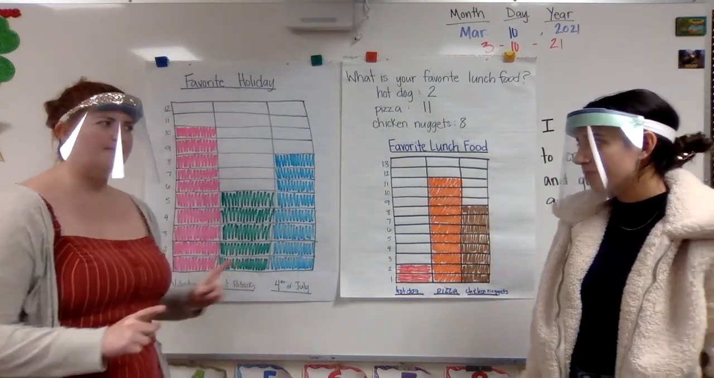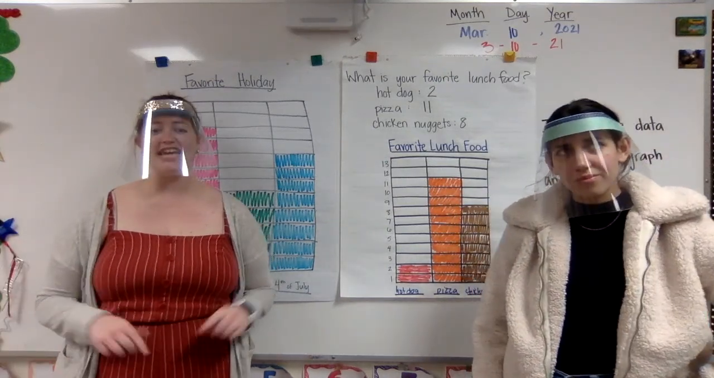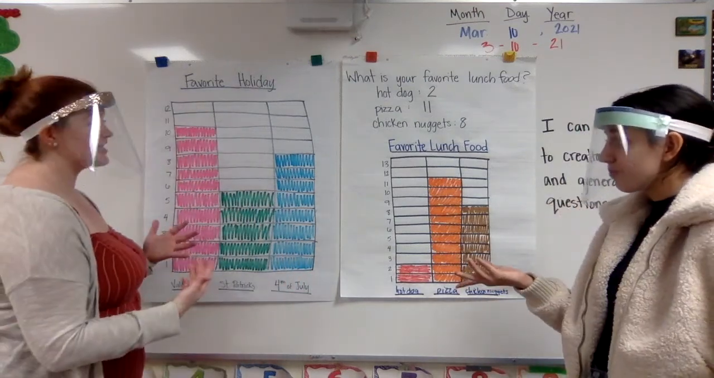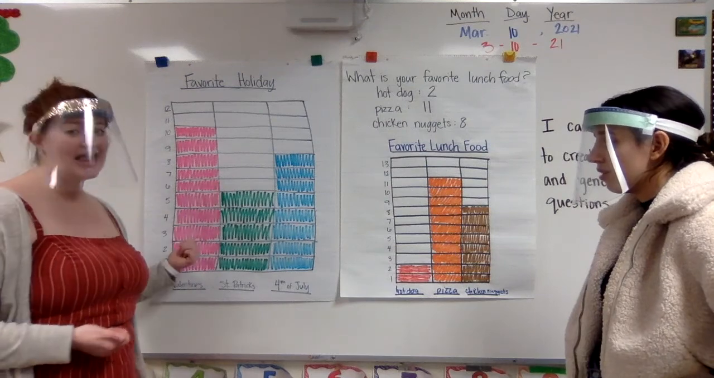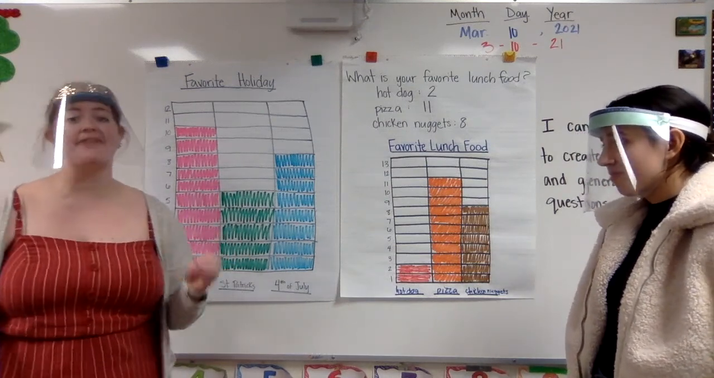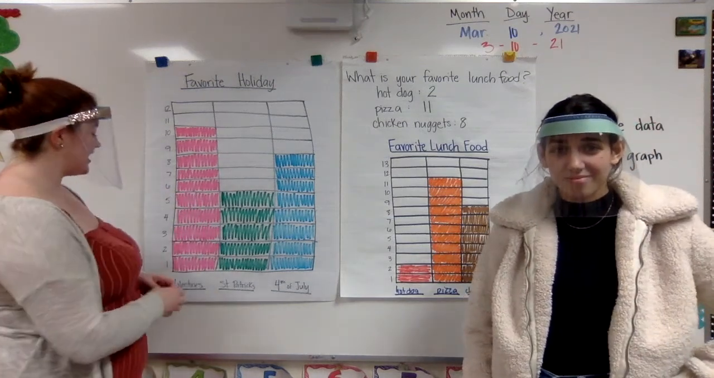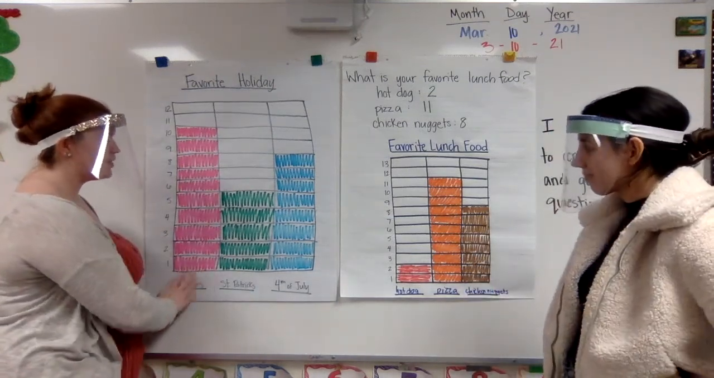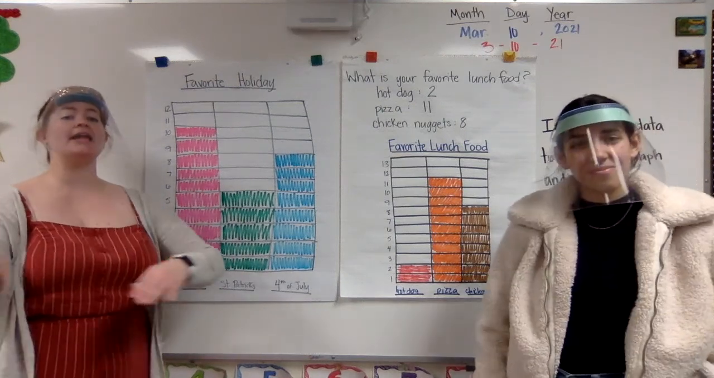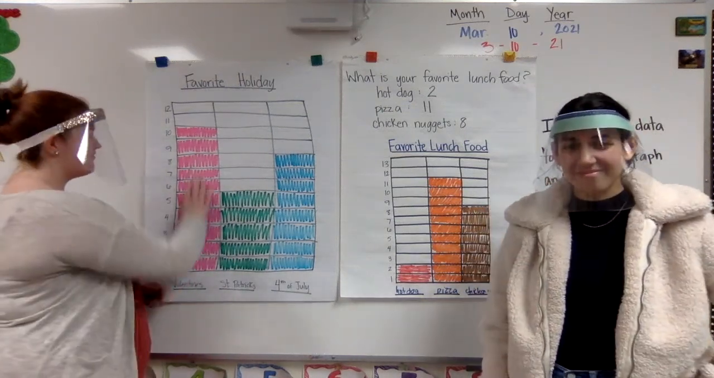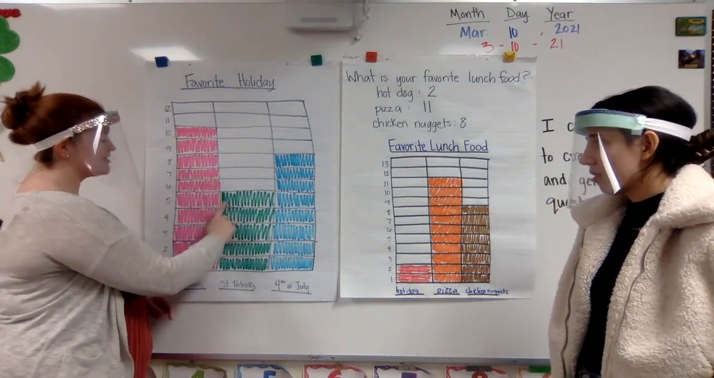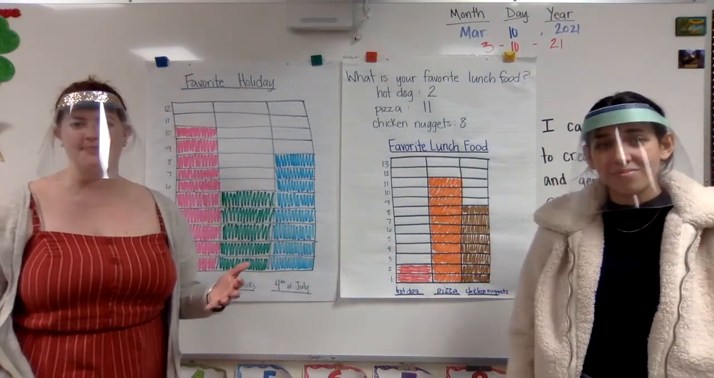Ooh, I know sometimes, Miss Lestico, we would have questions like how many more of this than this. So I could say how many more voted for Valentine's Day than for St. Patrick's Day. So this is where I'm going to have to compare my data. I need to know, here are my Valentine's Day votes, here are my St. Patrick's Day votes. I want to know how many more had Valentine's Day votes. So I would take my 10 Valentine's Day votes and subtract by 5 if I was setting up that sentence.